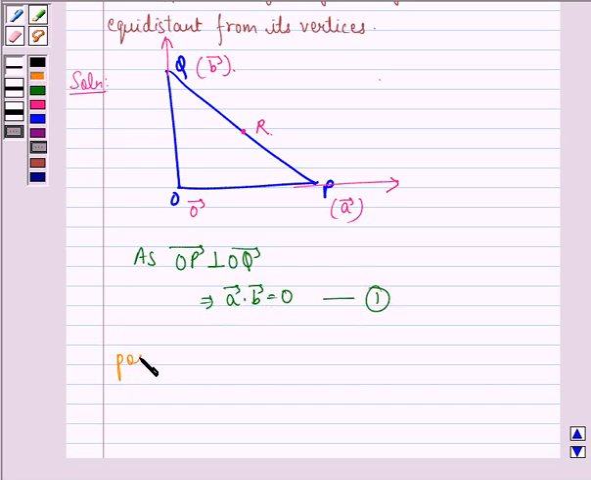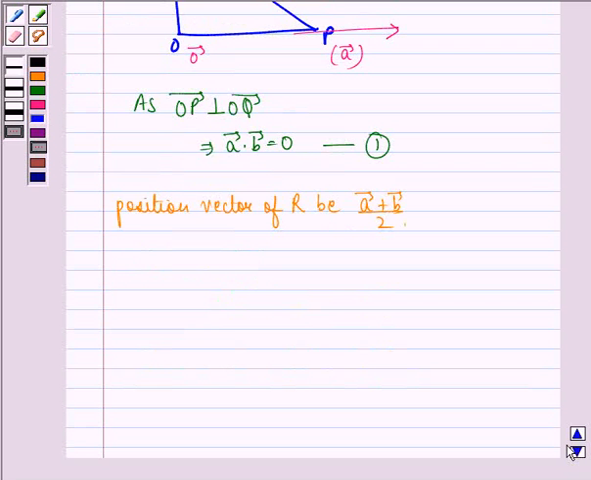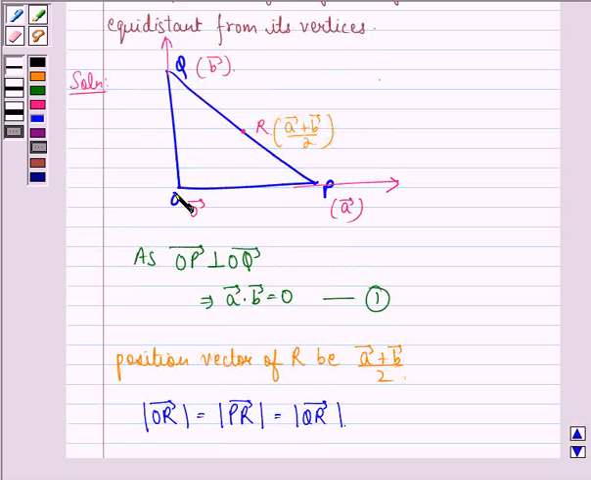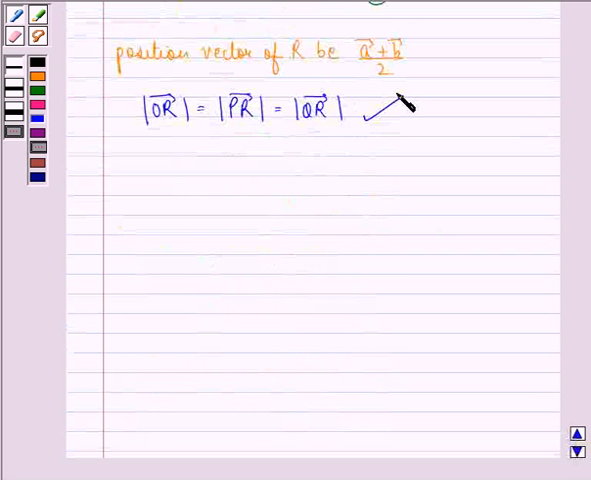Now, the position vector of R is vector A plus vector B divided by 2, because this is the midpoint of the hypotenuse PQ. Now, what we want to prove is that mod of vector OR is equal to mod of vector PR is equal to mod of vector QR. That is, the midpoint of the hypotenuse, that is R, is equidistant from the vertices O, P and Q. So, this is what we have to prove.